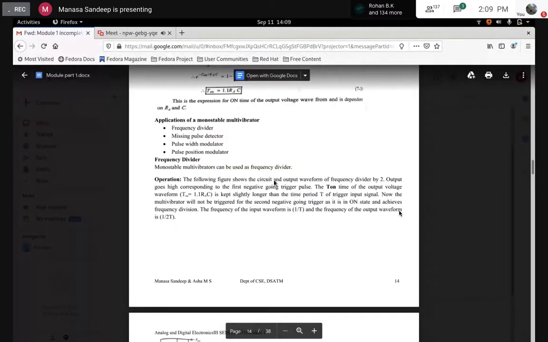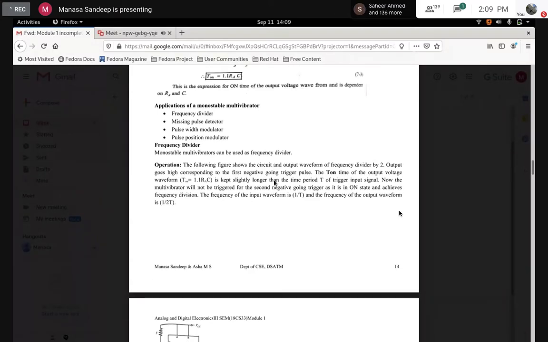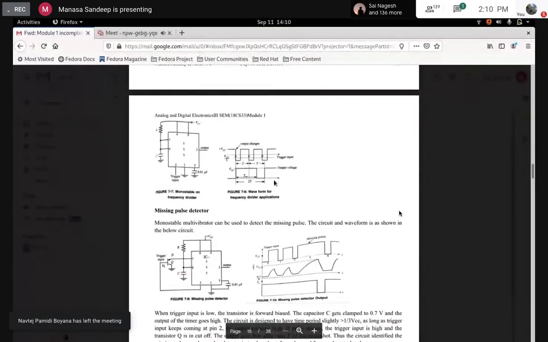Fine. So, coming to the applications of monostable multivibrator. Here the applications of this monostable are frequency divider, missing pulse detector, pulse width modulator, pulse position modulator. Out of these applications, let's see this frequency divider application first. This is what you have in the syllabus. So you have two circuits, frequency divider and missing pulse detector.